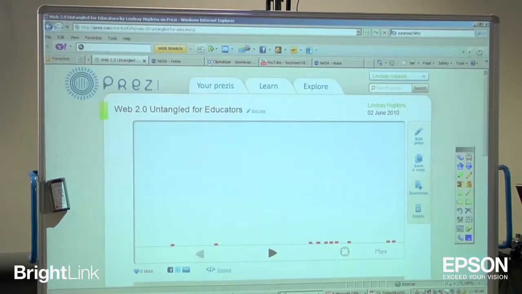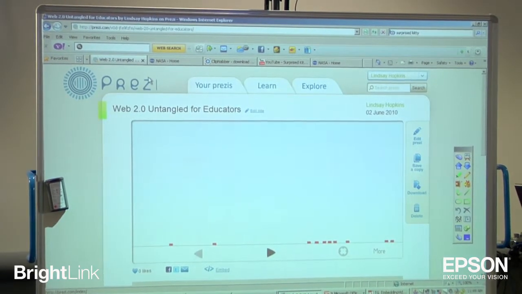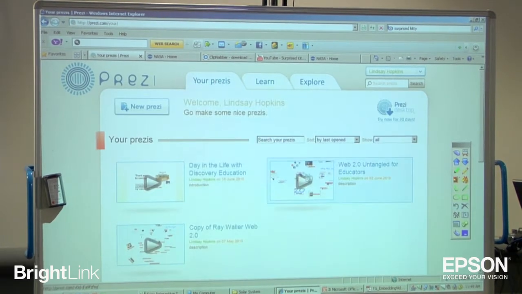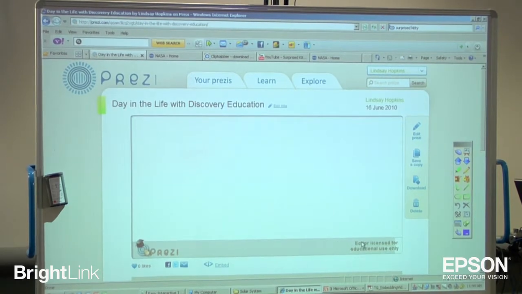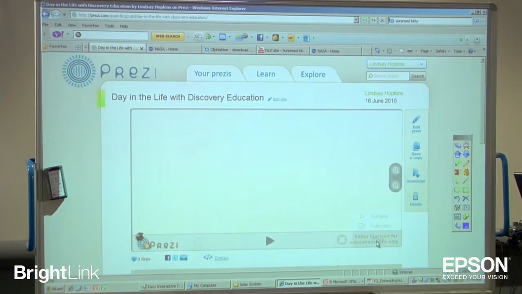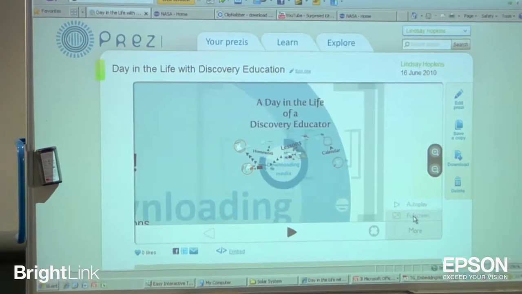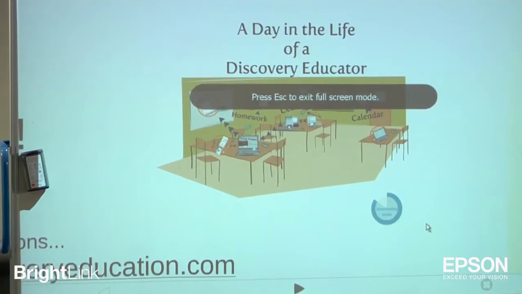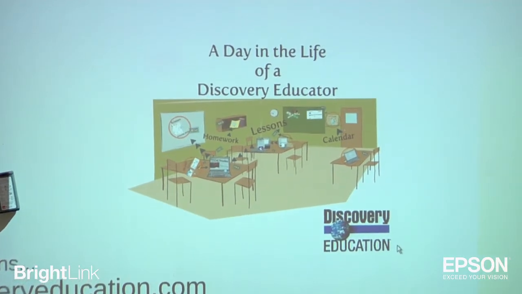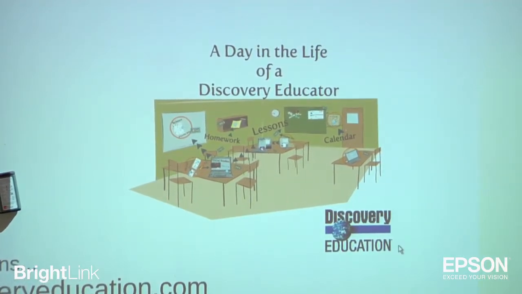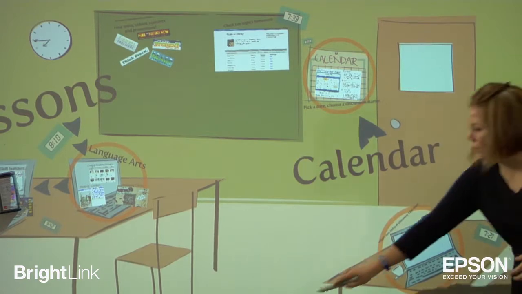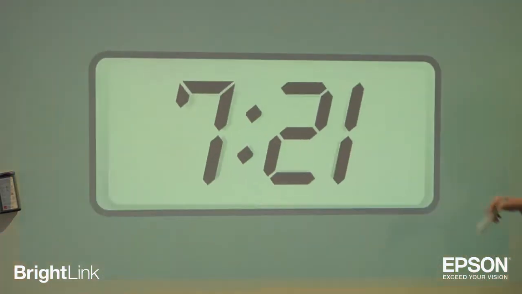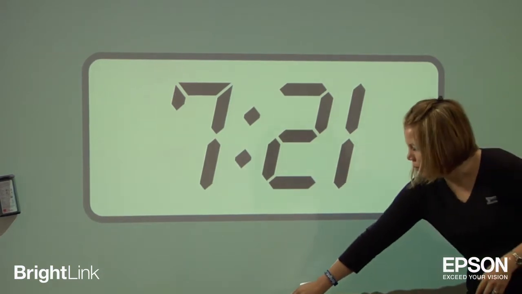Some other examples that I have look pretty cool. This was one that was created with the help of the Prezi people, so that's why it looks particularly good. Discovery Education worked with them to create an image that looks like a classroom, and inside it you're flying into that classroom and taking a look at some different technology ideas. We can look at the calendar, and it will zoom right into the calendar and tell us what time it is and what's going on in the day.